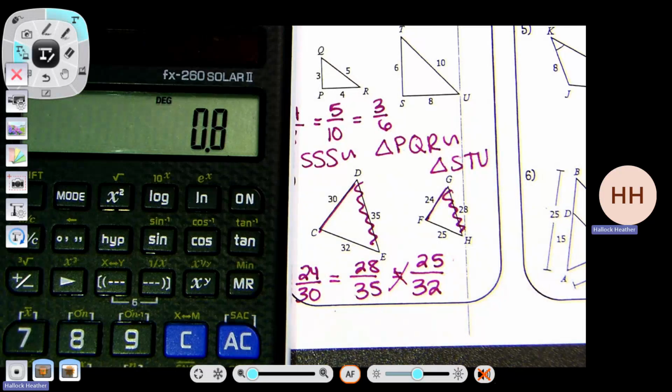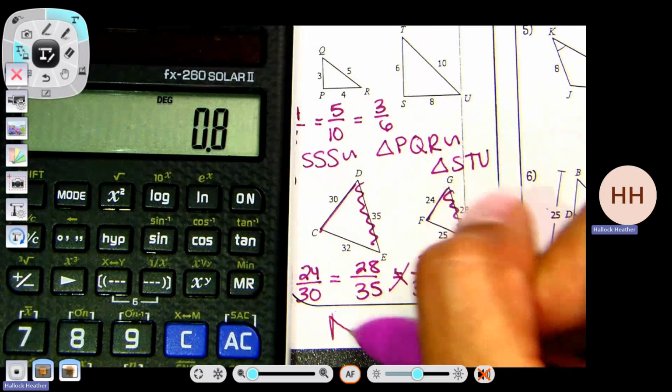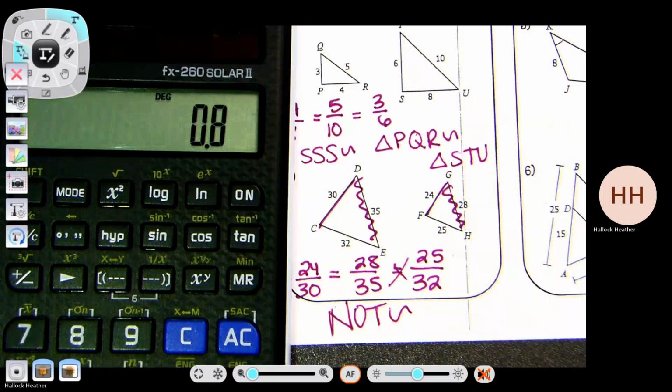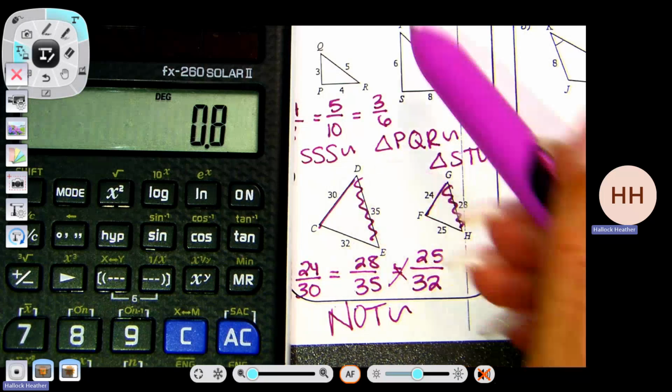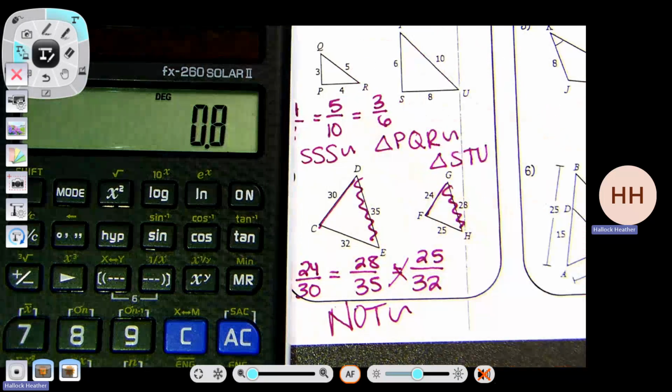Because they're not the same, I can't write a similarity statement. This is just not similar, so I just write similar. So if it's just sides, notice all the numbers are on the outside. Numbers are always on the outside. If you have three sides, it's automatically SSS.